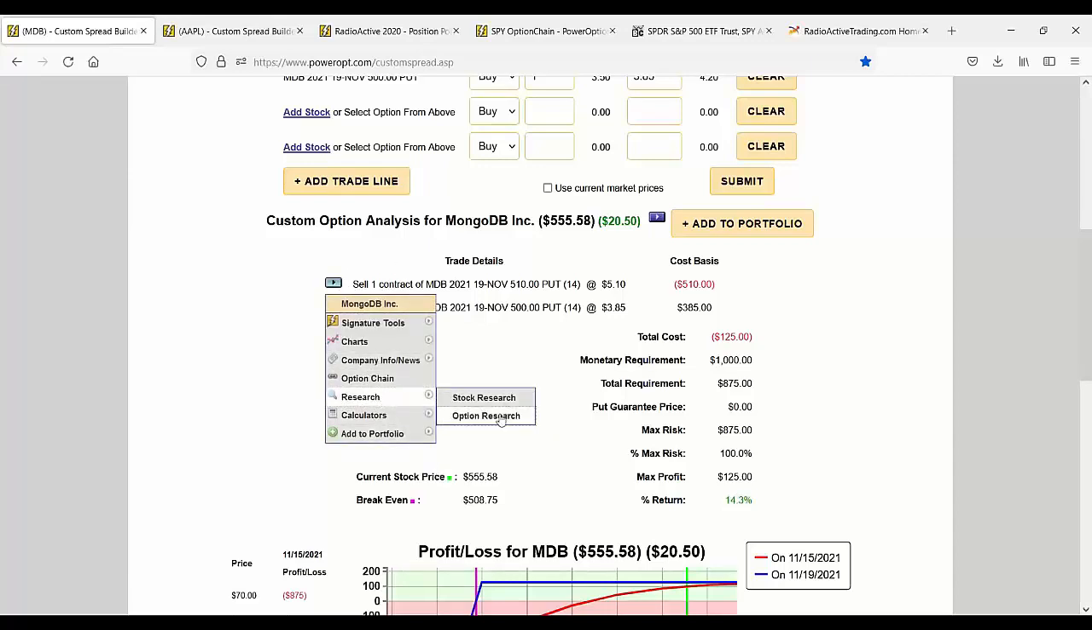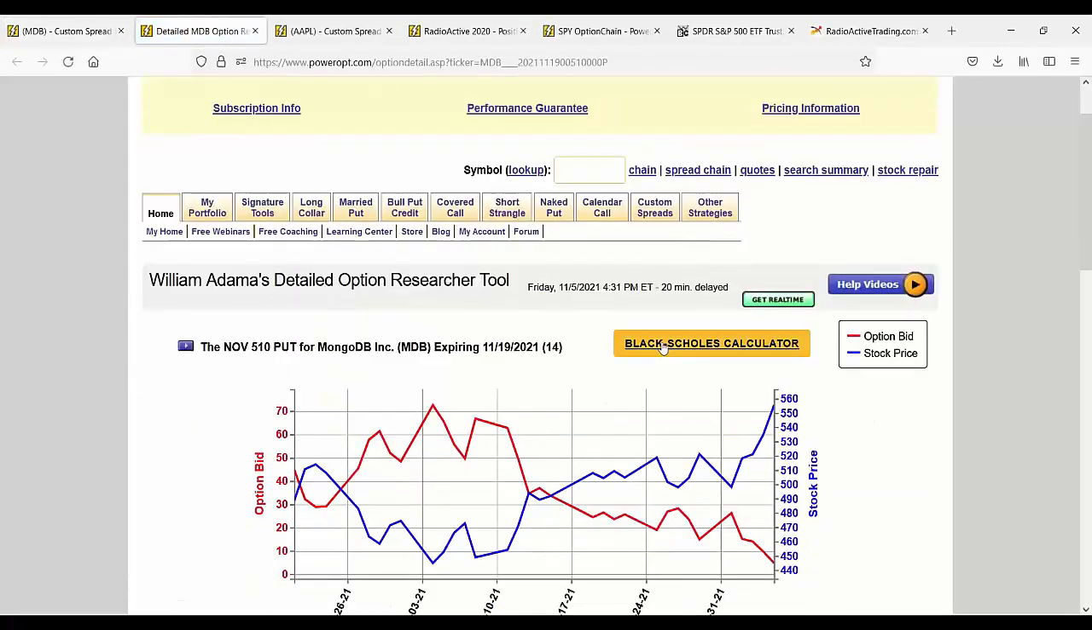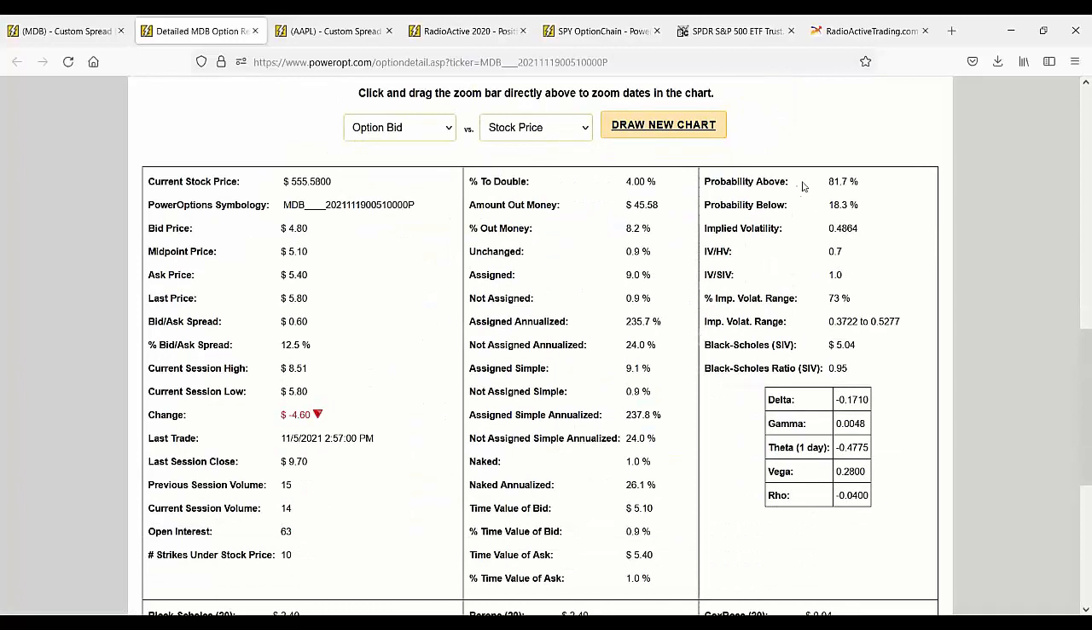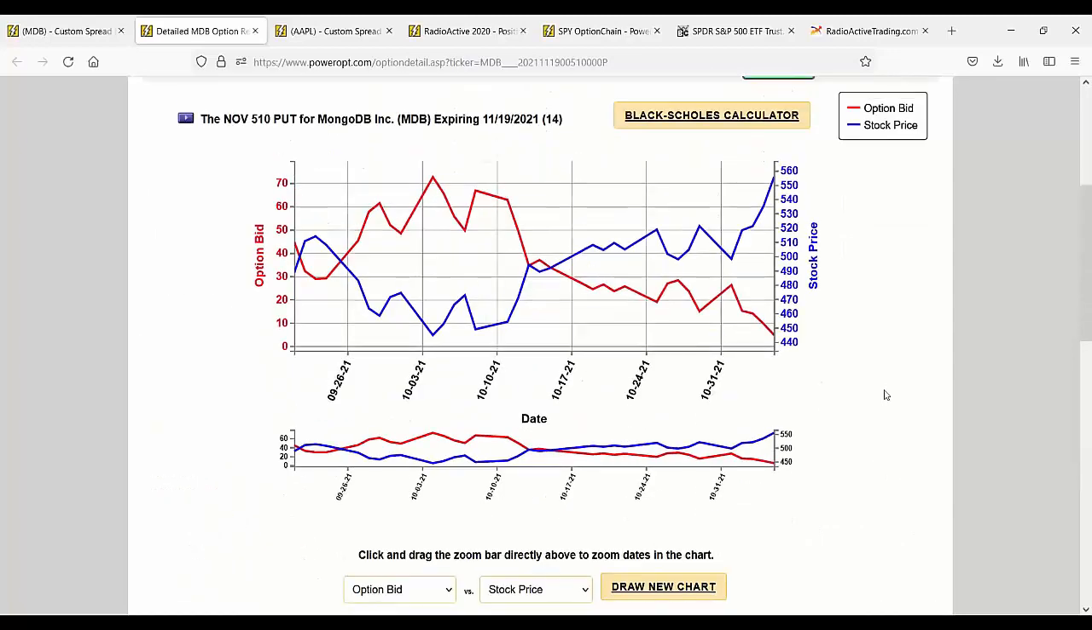I'll go to research and I'll go to option research. And here now I see the probability above 81.7. Not going to do it. Delta of 0.17. What do I mean by not going to do it? I want to look for an 85% probability for my spread. Delta probably of negative 0.15 or greater. Less, thinking negatively in terms of the put option delta. So that's a fast way to do it.